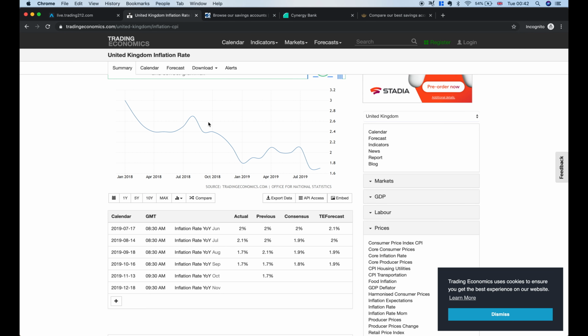And given, again, on the graph here, back in 2018, we went over some of these values, as high as almost 2.7%. So that's something to keep in mind as well. Although the rate of inflation is dropping, it could still increase in the future.